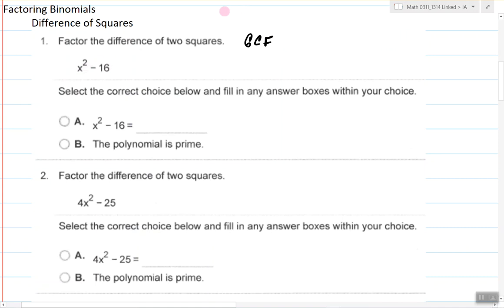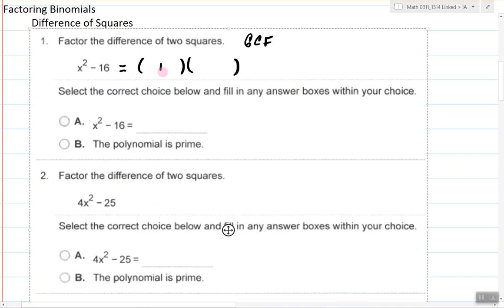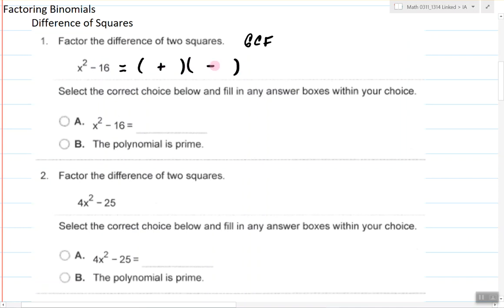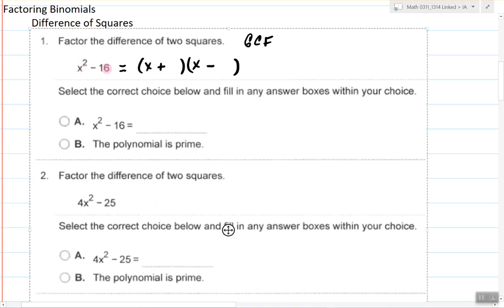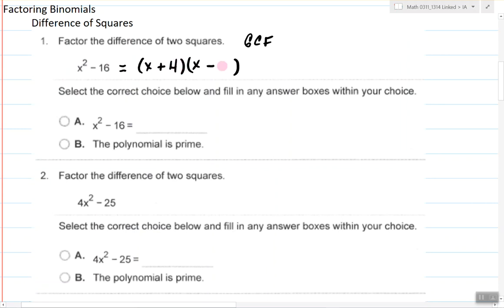So the next question you ask yourself is, is the first term a perfect square? Yes. Is the last term a perfect square? Yes. Is the sign between them minus? It must be minus. The answer is yes. So the factors of this are really quite easy. Two binomial factors, one with a plus, one with a minus. The square root of x squared is x. The square root of 16 is 4. And we have our factors.